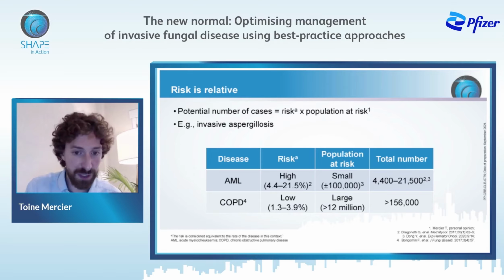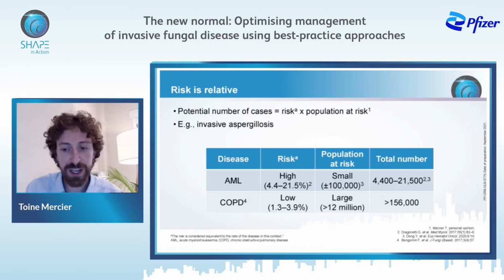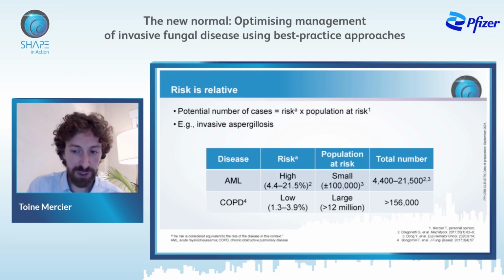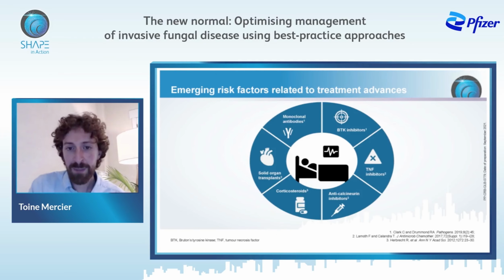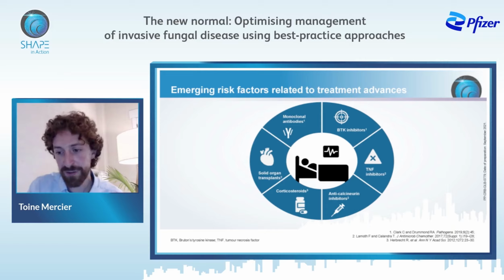If we look at things like COPD, which is typically thought of as having a low risk, a few percentage points of having invasive aspergillosis, there are many, many times more patients with COPD every year, over 12 million in Europe and Asia alone. And if you multiply those two numbers, you get to a population size which is several times larger than the typical leukemia population. So it's something to keep in mind. It's not because there's a low risk that you won't see a lot of patients with invasive aspergillosis with these diseases.